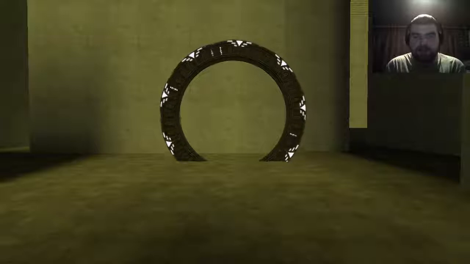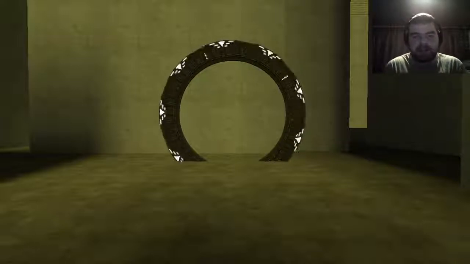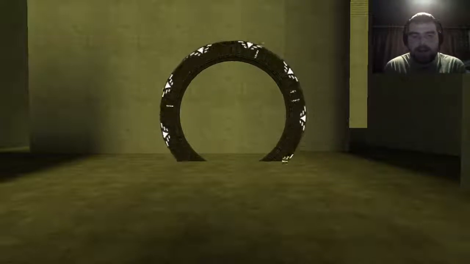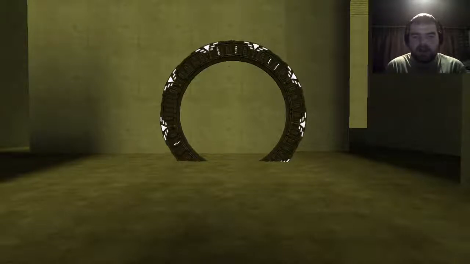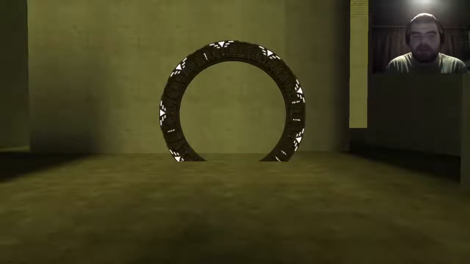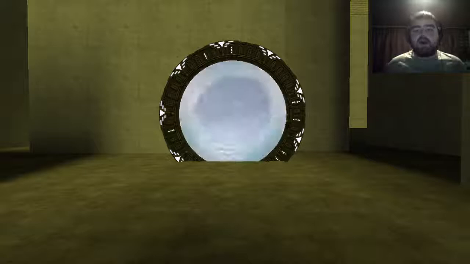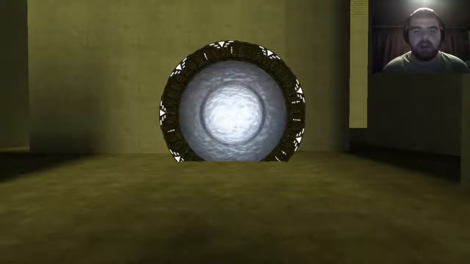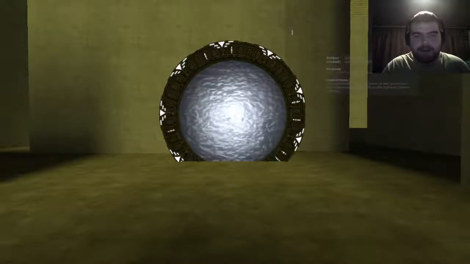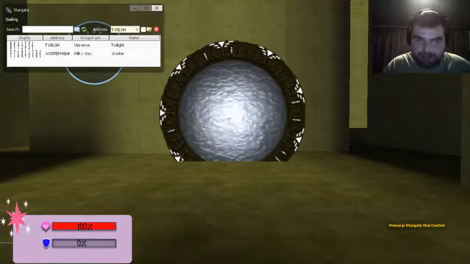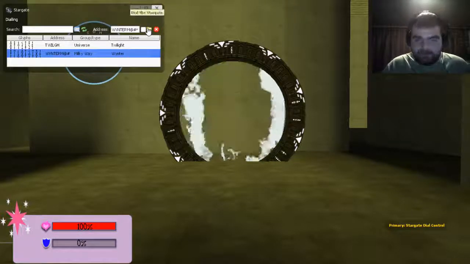Fifth symbol is locked. Six symbols, starting the chevron. Here we go, six symbols locked. Seven, last symbol. Seven symbols locked. Wormhole open. And there you have it, the 7 symbol address.